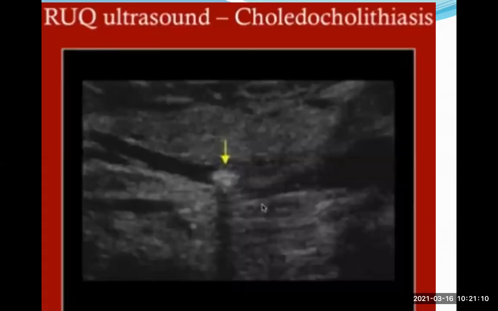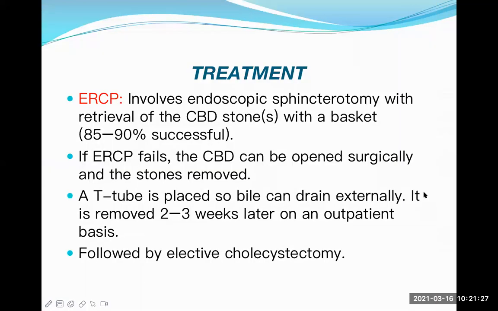Now, this is a right upper quadrant ultrasound, which is showing a choledocholithiasis. See this image, and this is the CBD, or common bile duct, and here is a stone. Now, what is the treatment?